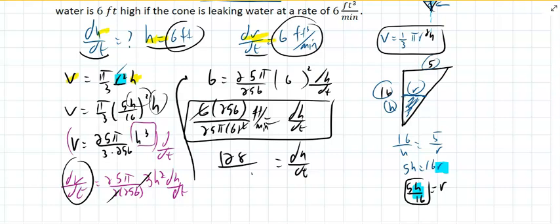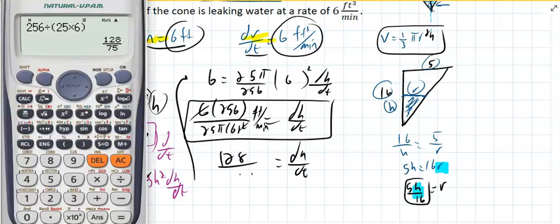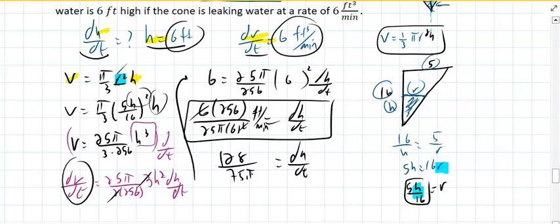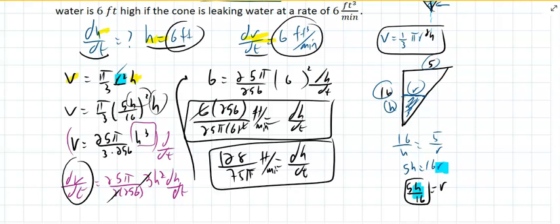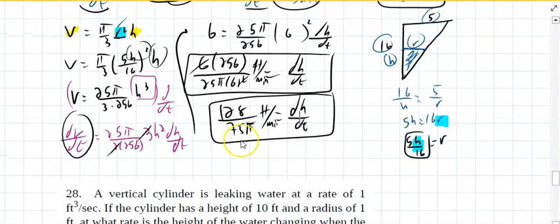128 over 75 pi. That will be the answer in the back of the book. You want to approximate that by a calculator? Knock yourself out. It's all good. It's the same thing.